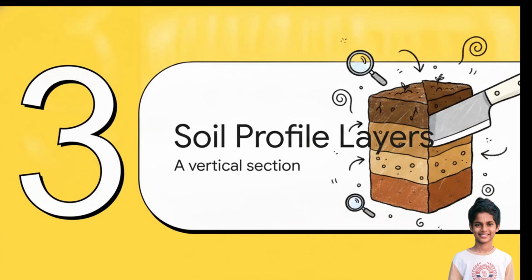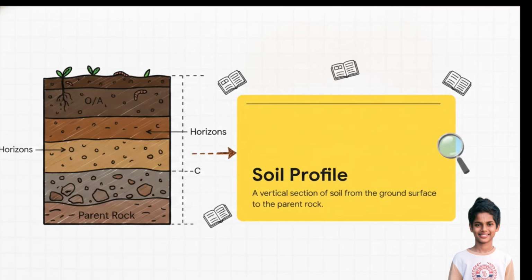All right, part 3, the soil profile layers. We are going to look at the Earth from a totally different angle now. Imagine we take a giant knife and just slice the ground open vertically, exactly like a huge cake. That side view, that is what we call a soil profile. It's a vertical section of soil from the ground surface all the way down to the parent rock, showing the different, well-developed layers. And in your science exams, you need to use the proper term for these layers, which is horizons.